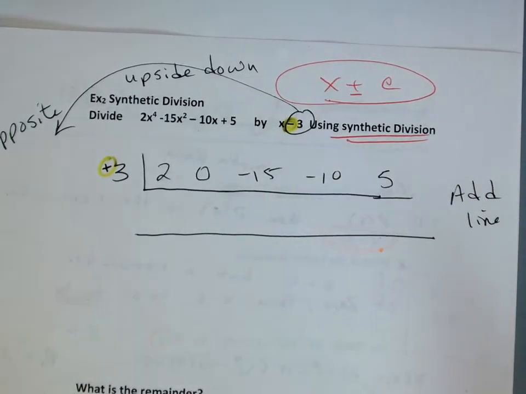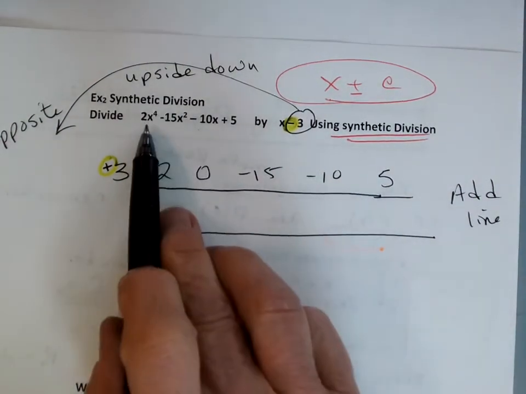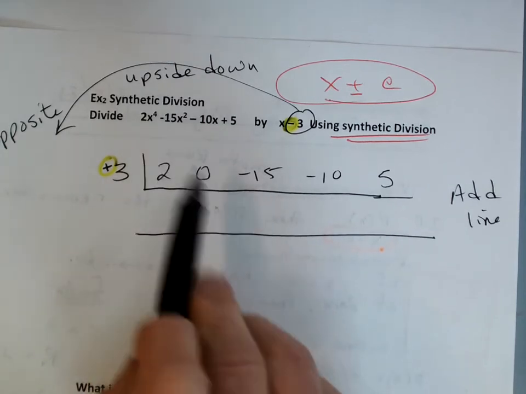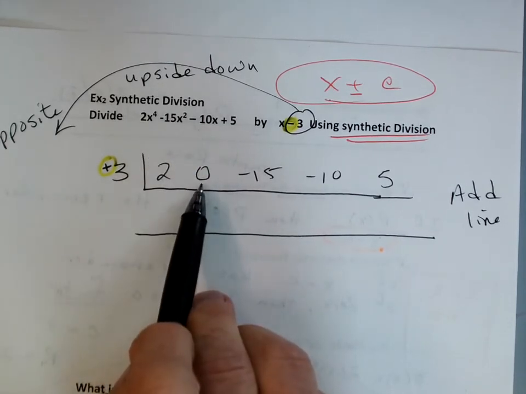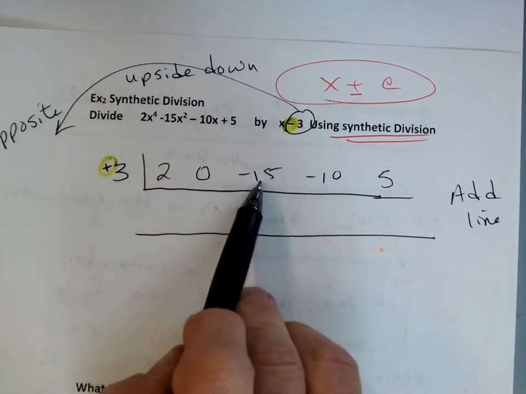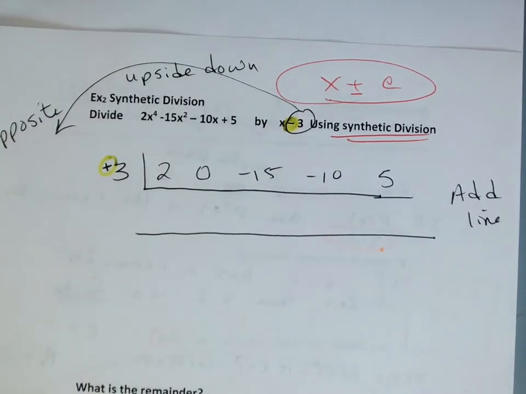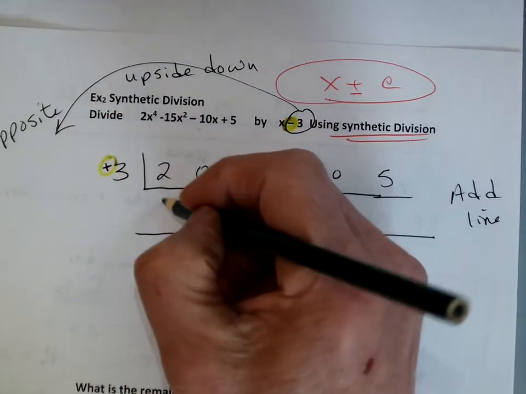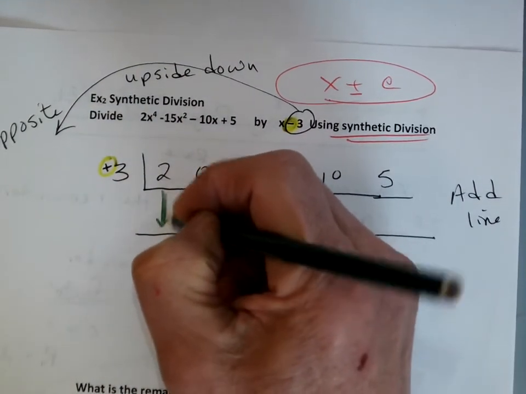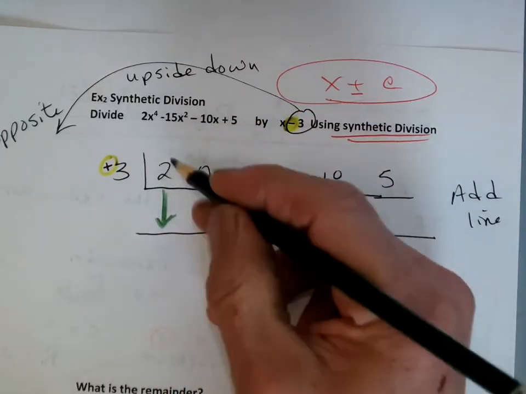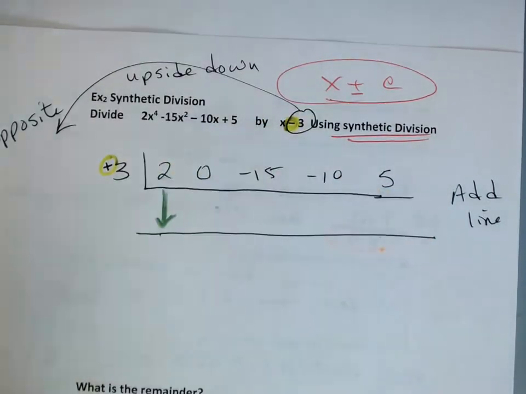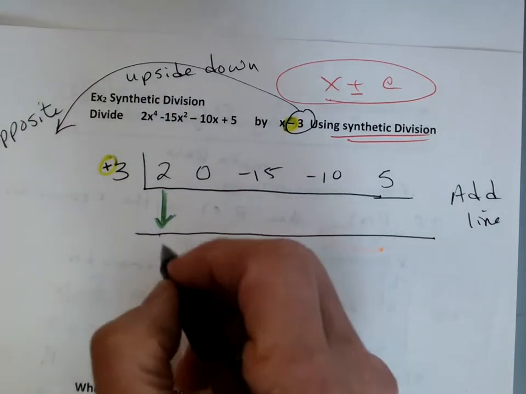So here's how you set it up. You put your coefficients in, 2, 0. Everybody okay with where the 0 came from, right? Negative 15, negative 10, 5. And I put the opposite there, okay? So here's how it starts. Step 1. Bring the first term straight down. I like to do it inside the adder line so I don't forget that I'm not going to add anything in here. Just bring it straight down. Bring down the 2.